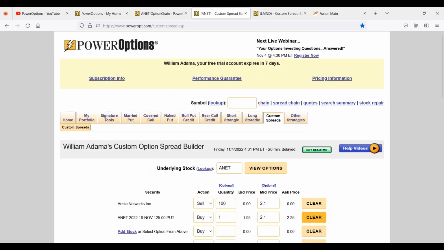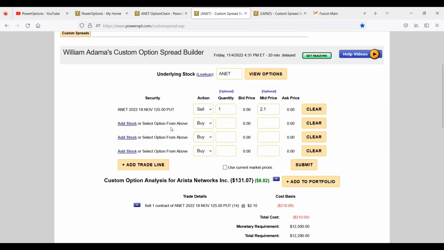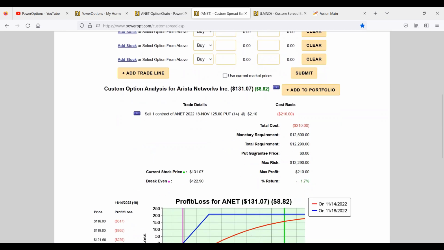So if I put in a covered call position, oops. Sorry about that, folks. If I put in a covered call position, we put in that we bought the stock and sold the call. If it was a spread position, we would have added both the option legs in naturally. And here we go. So we've got about a 1.7% yield as long as the stock remains above 125 in 14 days, and our put expires worthless.